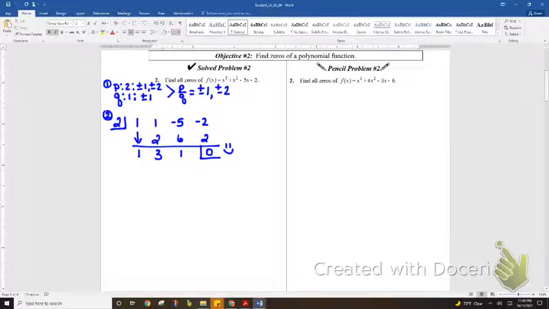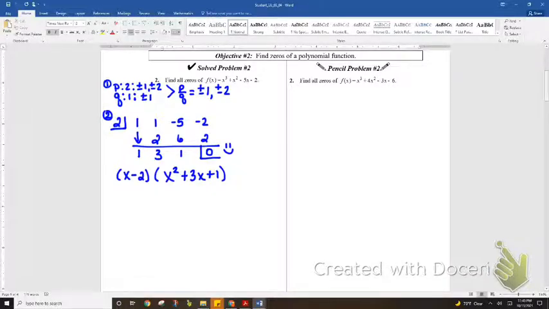So what that tells us is that we divided by 2, so when we put that back in with x, it would be x minus 2, because remember we had to change the sign to take it out, times, and remember our answer starts with 1 less on the exponent than our problem. Our problem started with x cubed, so our answer is going to start with x squared. So we have 1x squared plus 3x plus 1. So f of x is equal to this here.